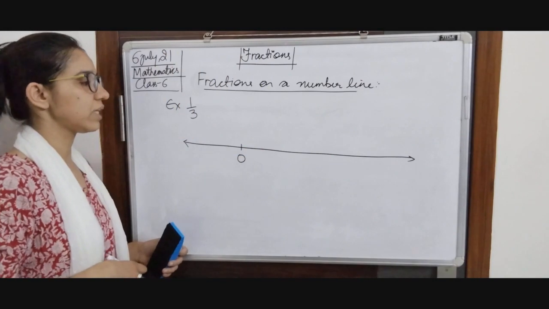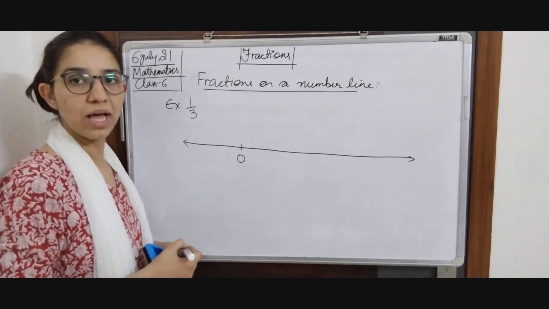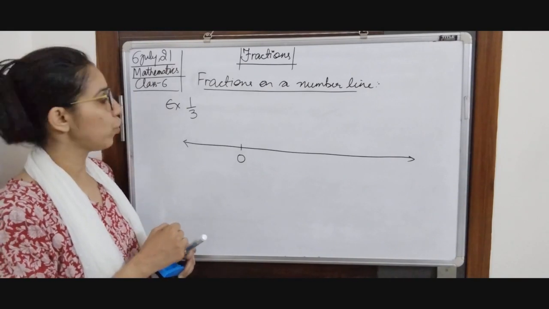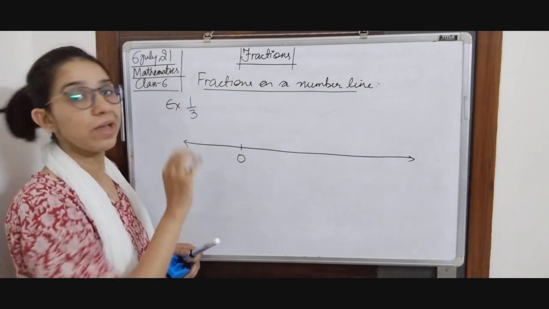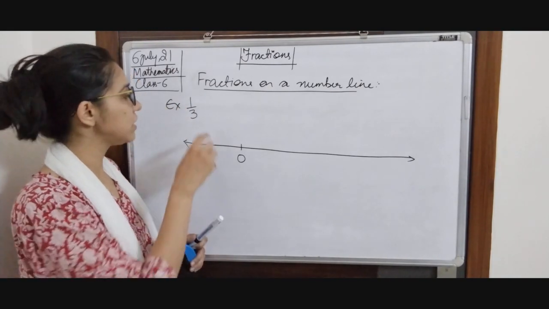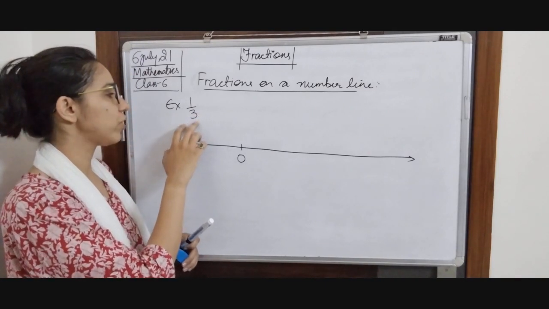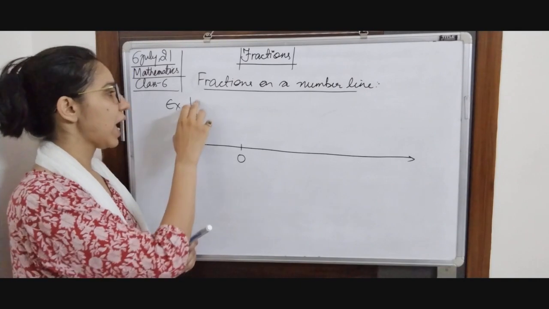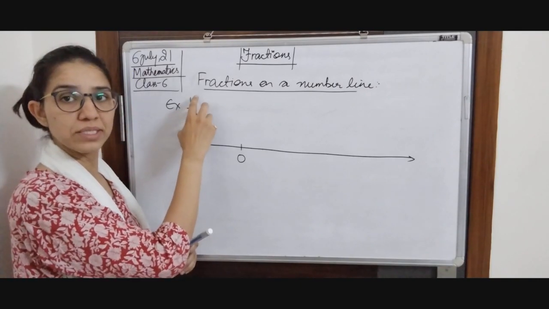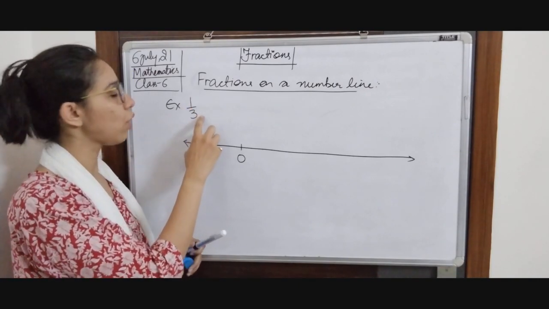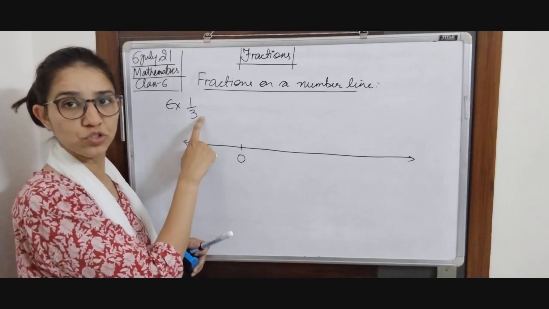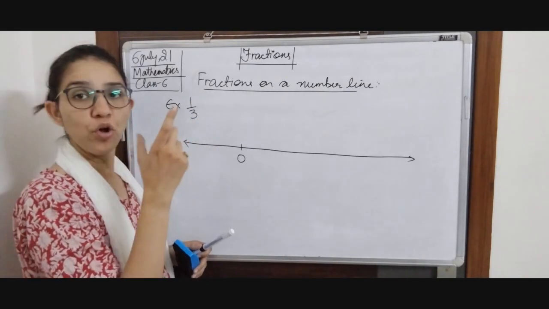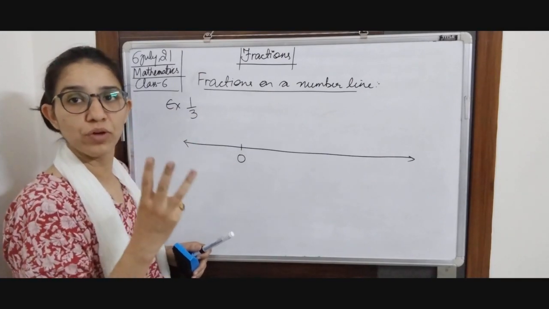Now the question is, in how many parts should our 0 to 1 be divided so that I can represent my fraction on it? It means I have to check the denominator of the fraction. Here we have 3 in the denominator and 1 in the numerator. It means this is one part of a total of 3 parts. 3 parts is the whole. So we have to divide our 0 to 1 into 3 equal parts.